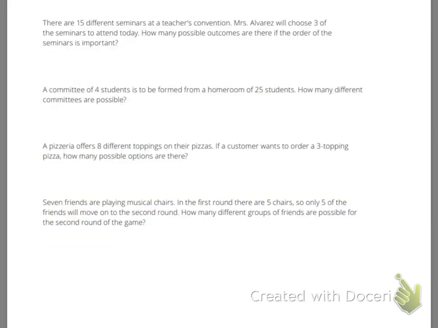Okay. There are 15 different seminars at a teacher's convention. Mrs. Alvarez will choose 3 of the seminars to attend today. How many possible outcomes are there if the order of the seminars is important? It just told me it was important, which told me it's a permutation. So 15, choose 3.